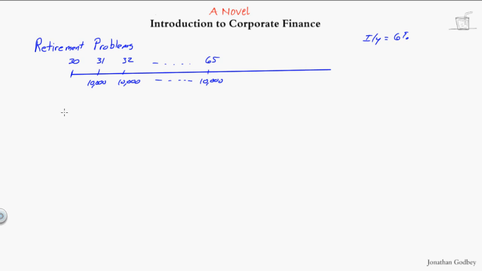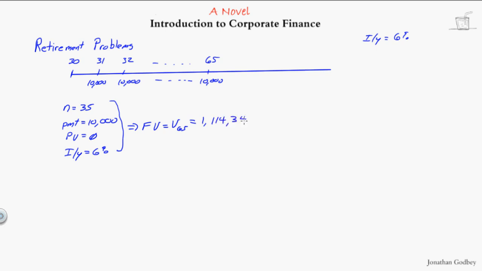It's a simple future value problem, right? You say n is equal to 35. Count that up, that's 35 payments. The payments are 10,000. Present value is 0 because there's nothing in the account today. The interest rate is 6%. Put that in. Tell the calculator to give me future value. That's the value on my 65th birthday, and that is $1,114,347.80.